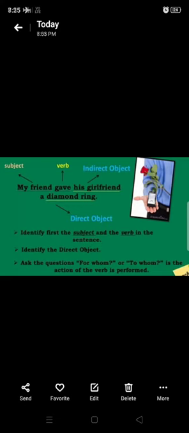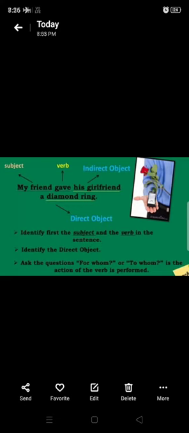What do you think? If you remember, with a direct object we can ask the question what or whom, right? So what did my friend give? What's the answer? A diamond ring. Therefore, the diamond ring is the direct object, because we're asking what, right?